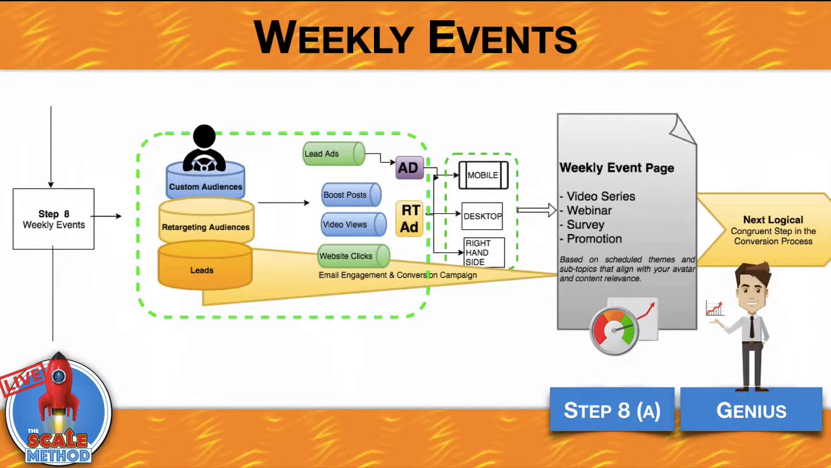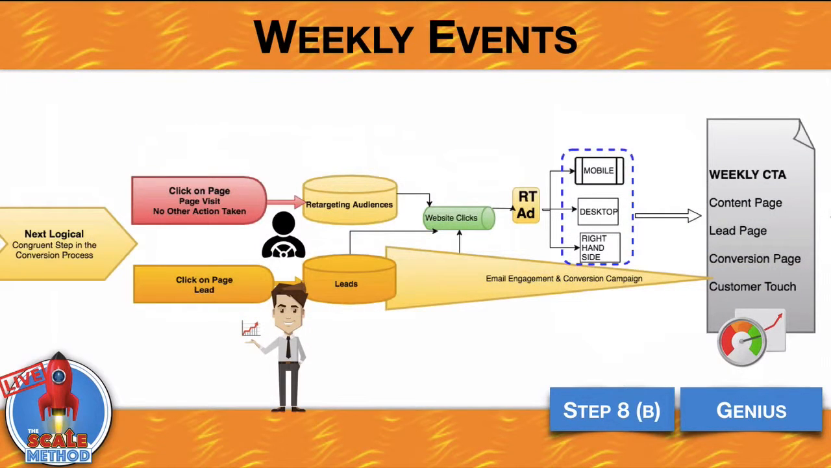We want to make sure that we know our numbers when they're going into those webinar series, those video series. We want to know how much it costs to get someone there and then turn it into conversion. Because what's going to happen is people are going to land on our weekly events. Either they're going to opt in as a lead, or they're just going to land on the page and not take action. So we want to follow up properly, and we want to follow up with good content ads on mobile, desktop, and right-hand side to get people over to that weekly call to action. That's that sales page. That's that next step.